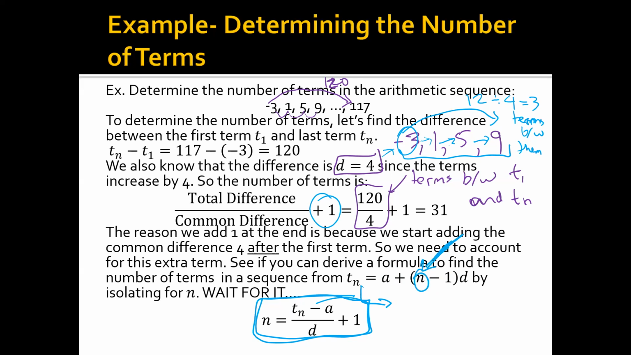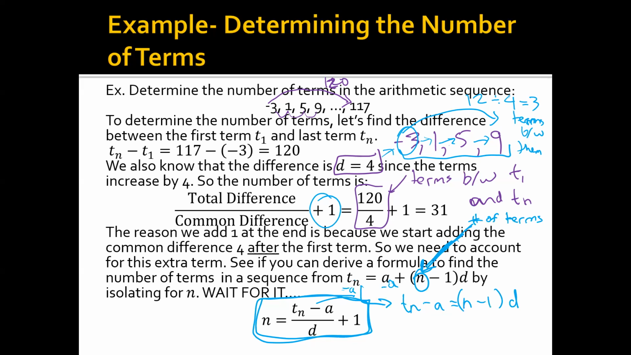In our case, we want to isolate for n, because our goal here is to figure out how many terms you have in the sequence, right? Number of terms. That's really what we're interested in. So first, I want to take away a from both sides, so I can get n minus 1 times d on its own. Again, the whole idea is to isolate for n. So we end up getting t at n minus a is equal to n minus 1 times d.